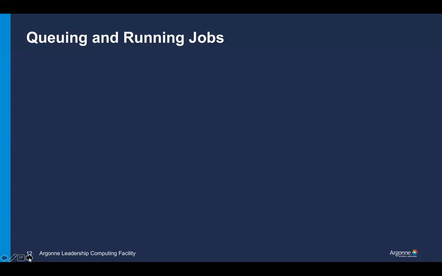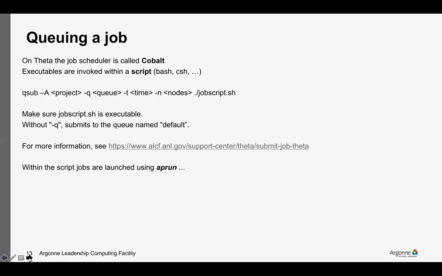Okay. Moving on to queuing and running jobs. On Theta, it helps to know that the job scheduler is called Cobalt and executables are invoked from within a script, as in this example. QSub, the Cobalt command, takes the following arguments as examples: -A for the project name to which the compute time will be billed. In this case, there's a workshop project name. -q for the queue, -t for the time in minutes, unless you use the hours, minutes, seconds format, -n for the number of nodes, and then the script. Please make sure the script is executable.